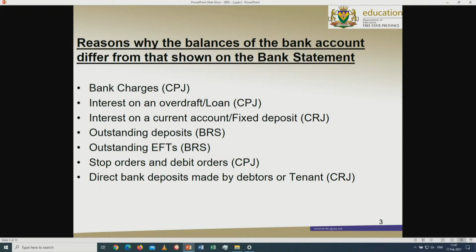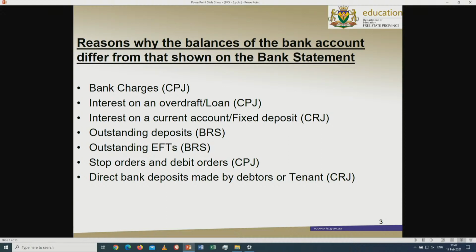Remember, this information will only appear on the bank statement and not in the journals, the first three. The outstanding deposit will only appear in our CRJ. Remember, we said all amounts under the bank column in the CRJ represent deposits, because after receiving the money, we close that transaction on our CRJ.